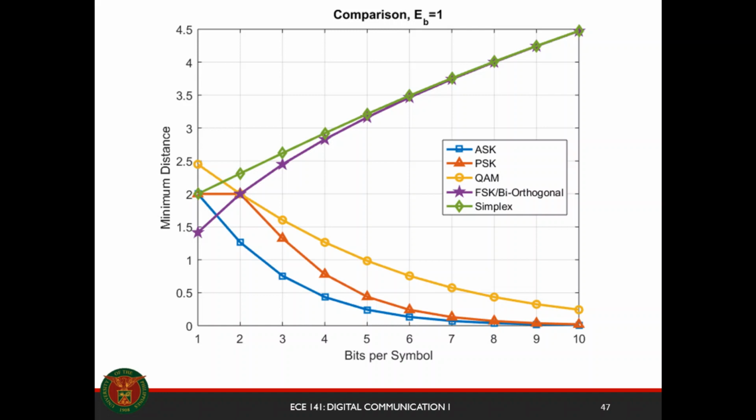So basically, if we have more symbols, we actually increase the reliability of FSK and your simplex signaling, or your multidimensional signaling. What is happening right there? What are we trading off? We're actually trading off bandwidth.